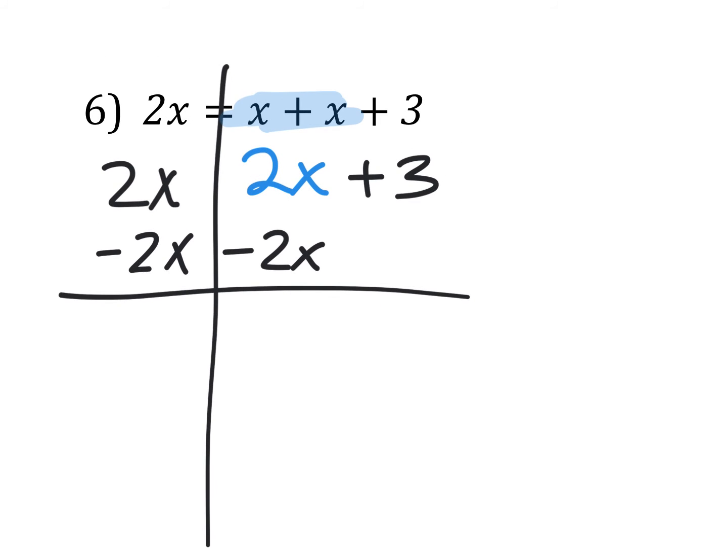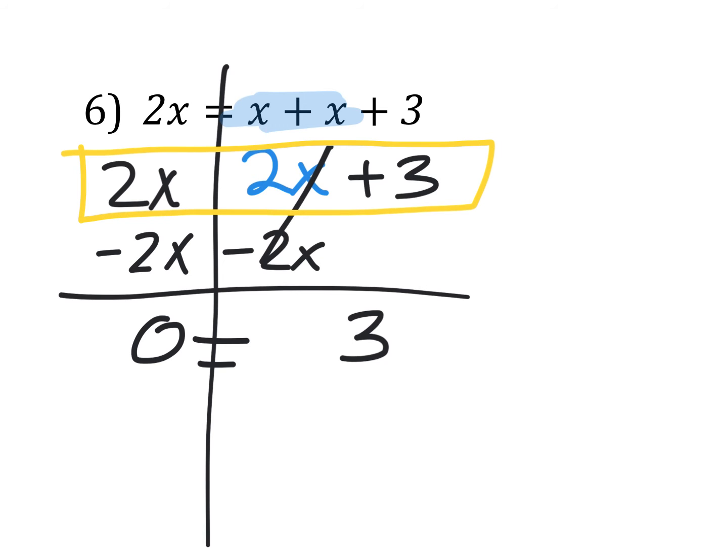Because that's the opposite of the plus 2x to cancel out. So those will cancel, leave you with a 3. 2x minus 2x is 0. So look, do I have an equation that's true? No. And my variables canceled out? No, but we should have noticed right here something was up.